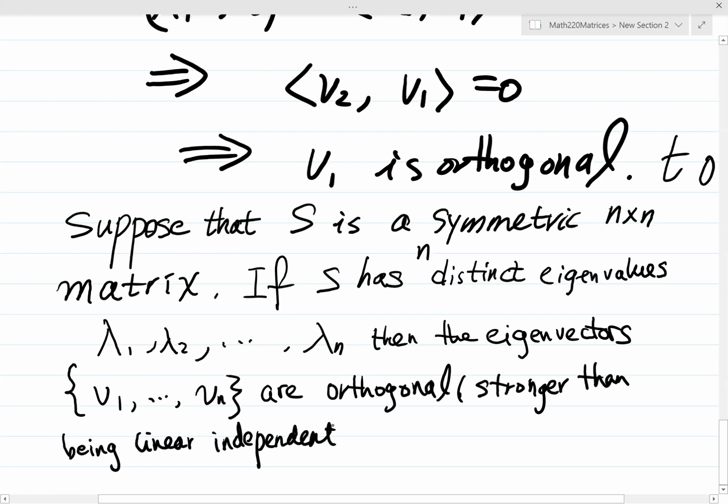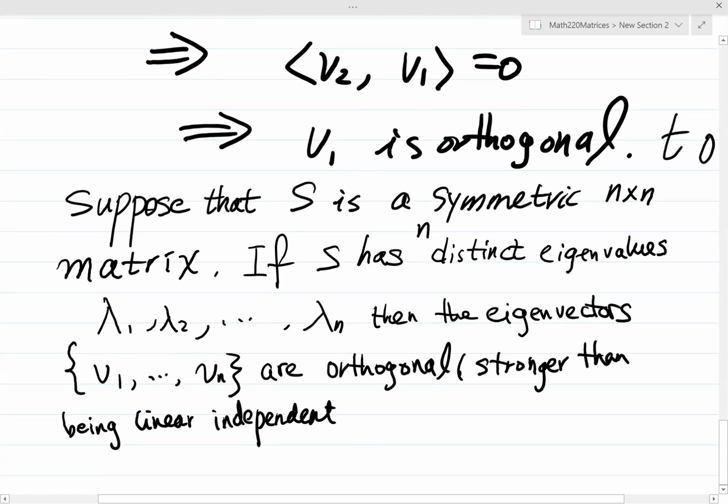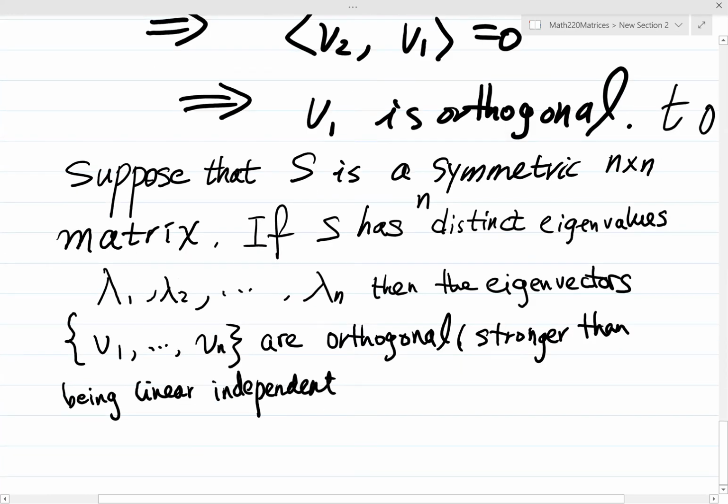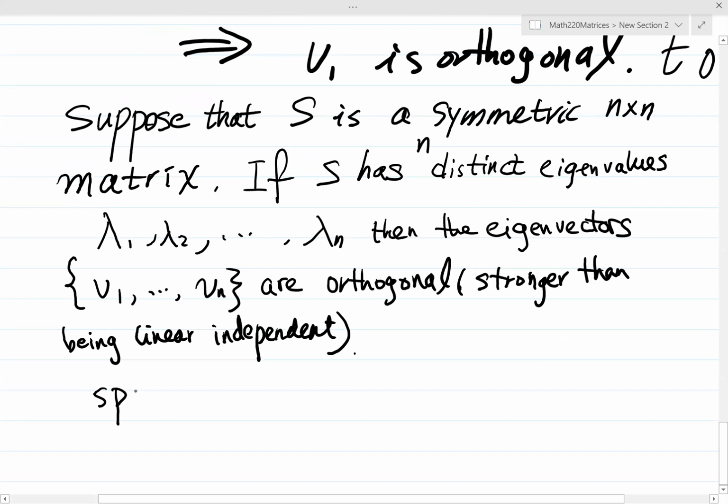For a general matrix, eigenvectors corresponding to distinct eigenvalues are linearly independent. Here we know they are orthogonal. So we know actually the span of these eigenvectors v1, v2, up to vn is all of Rn.